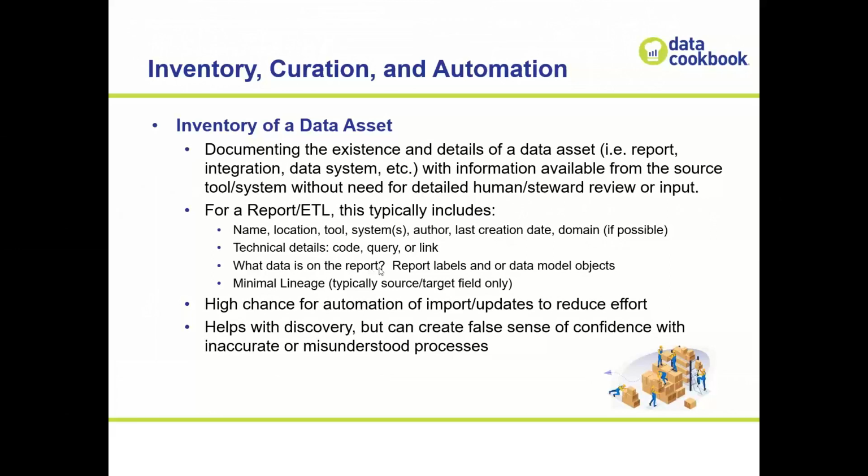If you're trying to understand what data is in the report or in that ETL, you might be able to get the report labels, or if you're really lucky, the actual data model objects, like the list of fields that are the outcome of this query. Lineage can be difficult. At best, you might get a source and target field mapping, something that is mapped from a query or whatever. This is a high-level view of things.